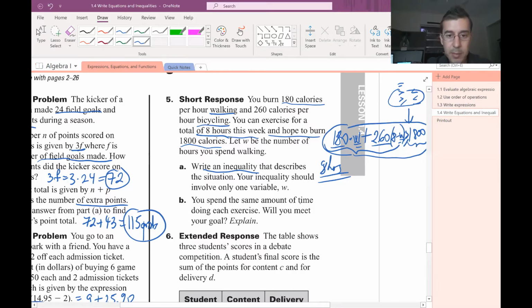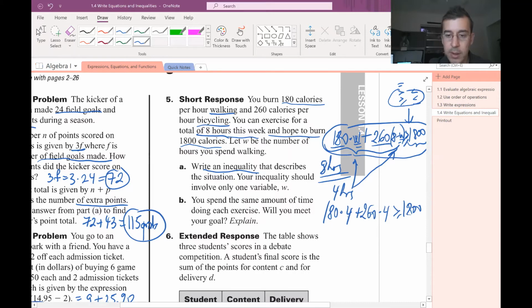You spend the same amount of time doing each exercise. So if we're doing walking and bicycling and we spend 8 hours, that means we spend 4 hours walking and 4 hours bicycling. Will you meet your goal? So if we substitute 4 hours here, we get 180 times 4, and then plus 260 times 4, right? 8 minus 4 is 4. Is greater or equal to 1,800. Is this true or not?